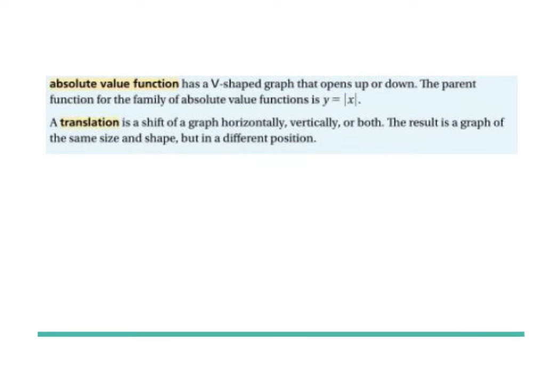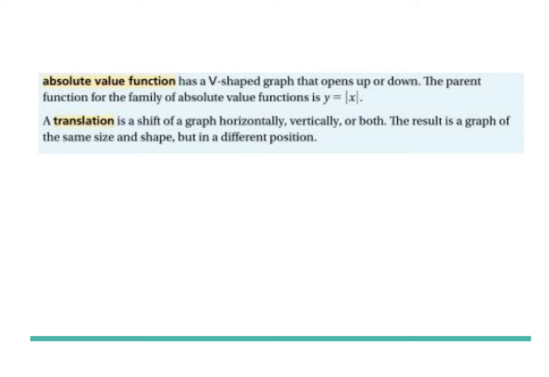The absolute value function has a V-shaped graph that opens up or down. The parent function for a family of absolute value functions is y equals absolute value of x. A translation is a shift of a graph horizontally, vertically, or both, and the result is a graph of the same size and shape, but in a different position. Okay?